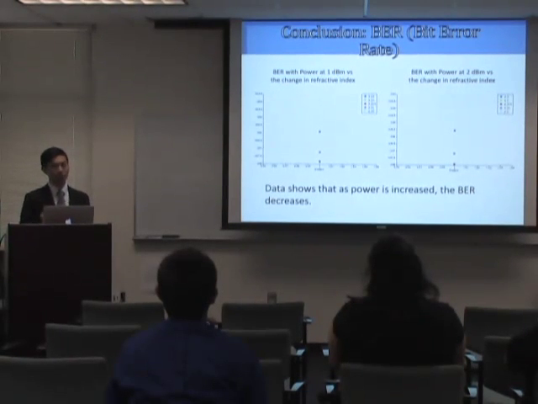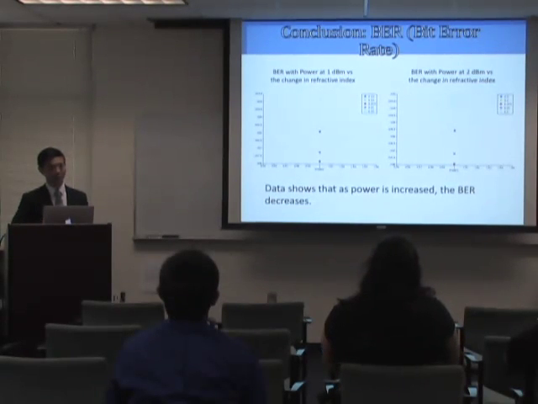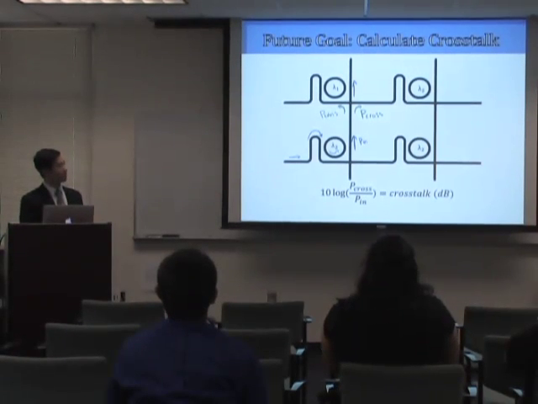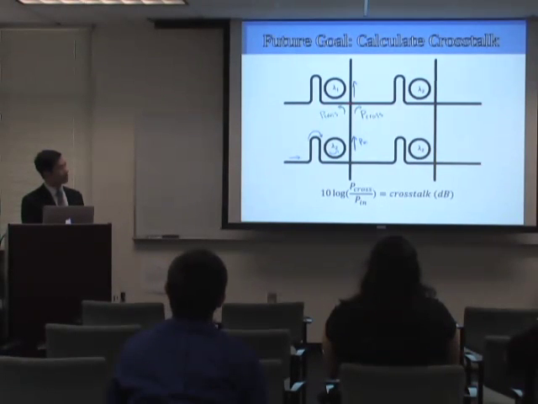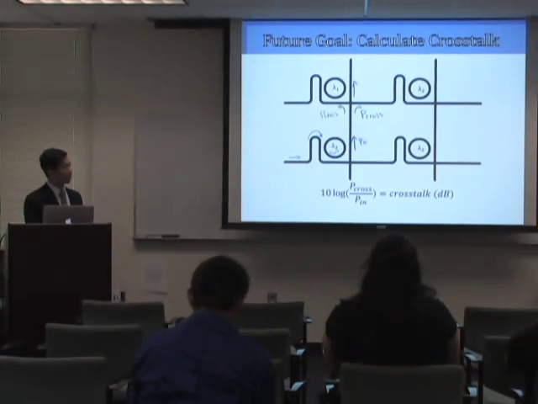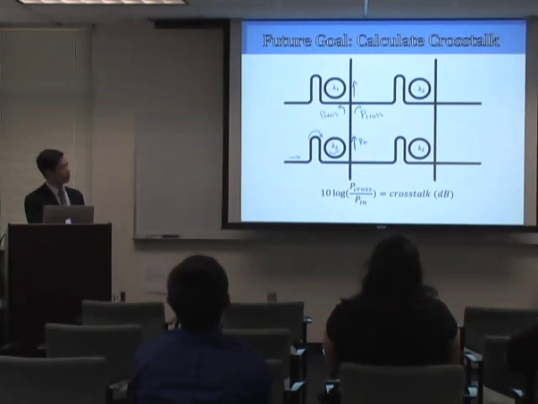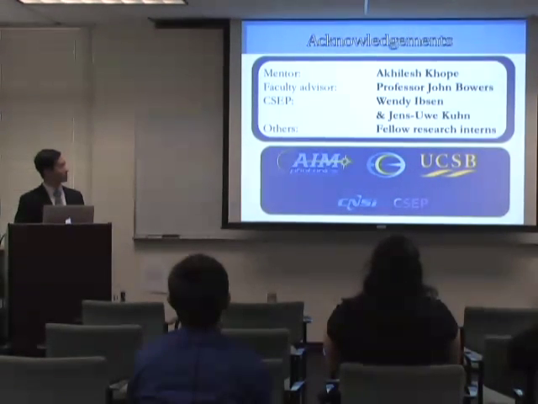But because there are so many parameters, I want to experiment a bit more before I confirm any of this data. And the reason why I'm doing all this is because I want to help my mentor Aklesh to simulate more optical switches so I can understand them and simulate them at the same time. And in the future, I would like to calculate the crosstalk, which is the amount of power going to the side over the input power. So how much power is leaking to the side over the input power, and it's characterized by this equation, which is also in decibels.